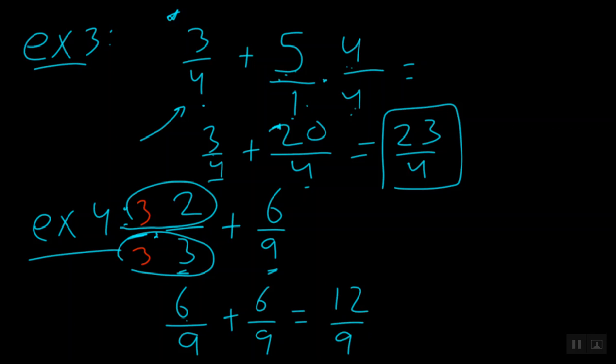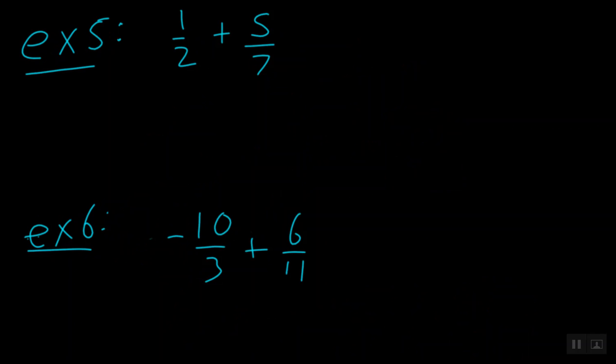Are we done? Can 12 and 9 both be divided by the same thing? Yeah, they can both be divided by 3. So 12 divided by 3 is 4, and 9 divided by 3 is 3. And so this whole thing, 2 over 3 plus 6 over 9, becomes 4/3. Once again, please pause the video, and we're going to move on to our last 2 examples.